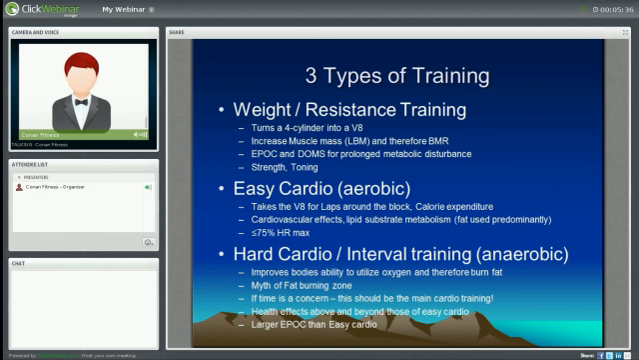EPOC and DOMS. EPOC stands for excess post-exercise oxygen consumption. Bit of a wanky term, but basically what it means is the excess oxygen consumption post-exercise that you're consuming above and beyond your normal metabolism. So throughout the day you're always burning oxygen, and that means you're burning fuel, you're burning fat and other substrates, but we're burning calories basically. When we do exercise or an exercise bout, as you know, our caloric expenditure, what we call here our oxygen consumption, goes up because obviously it's a higher intensity than just sitting on a chair, for instance.